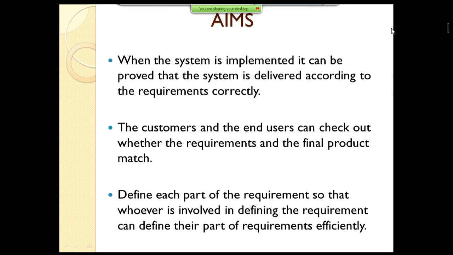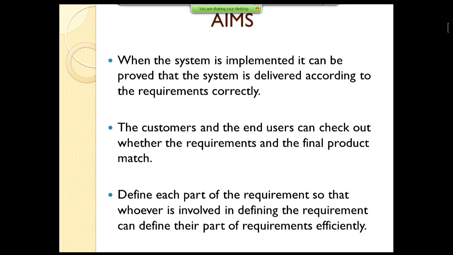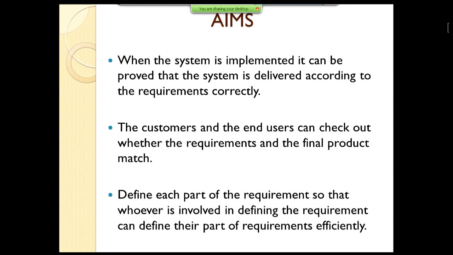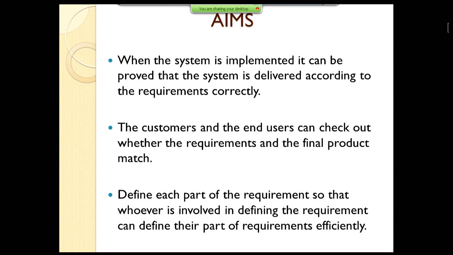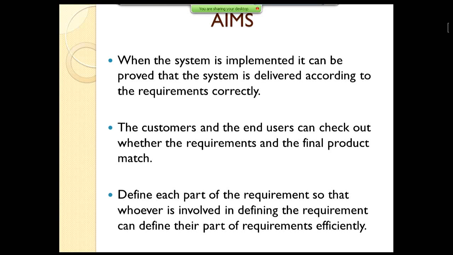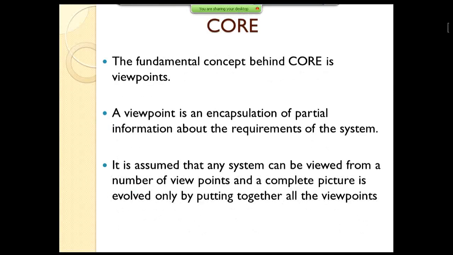Any requirement specification method must satisfy 3 aims. They must define the requirements such that after implementation, the product can be compared with the requirements, so that it is delivered correctly. The second one is that it must define the requirements in such a way that both the customers as well as end users can match the requirements after the product is delivered. And the third is that each part must be developed correctly, so that whoever is involved in defining that particular part, it is done efficiently.